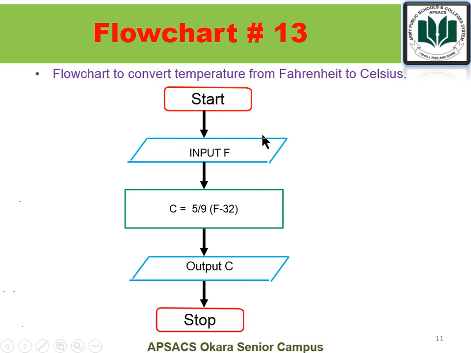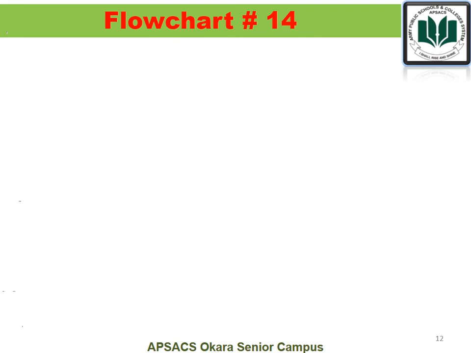Okay, you should know which symbol is used for which purpose. For input and output we have used a parallelogram, for start and stop we have used a rounded rectangle, and for processing we have used a rectangle. For decision making, which symbol are we going to use? Diamond symbol. Okay, for decision making we will be using the diamond symbol.